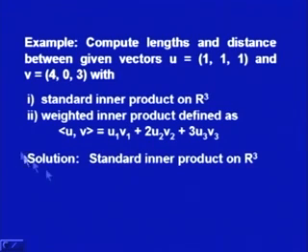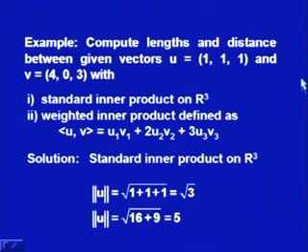So, we solve it. We start with the standard inner product on R3. First we have to find the length. The length of the vector u, which is (1, 1, 1), is defined as the square root of the inner product of u comma u, the standard inner product. It is 1 plus 1 plus 1, so it comes out to be square root of 3. For the other vector (4, 0, 3), it is 16 plus 9, which comes out to be 5. So, this is the length of (4, 0, 3).